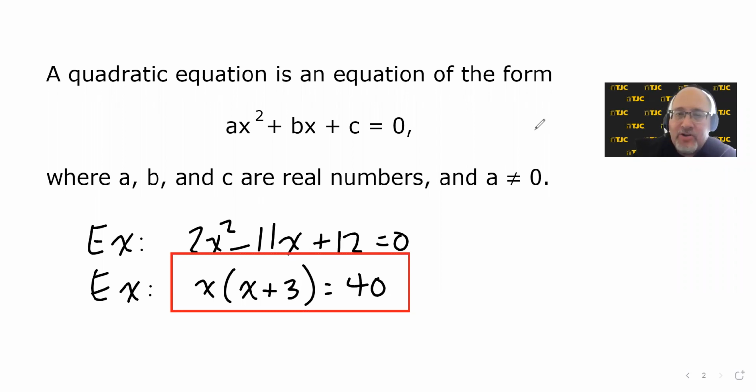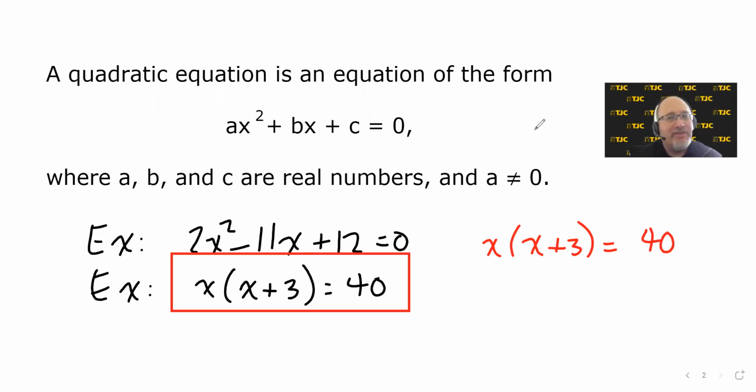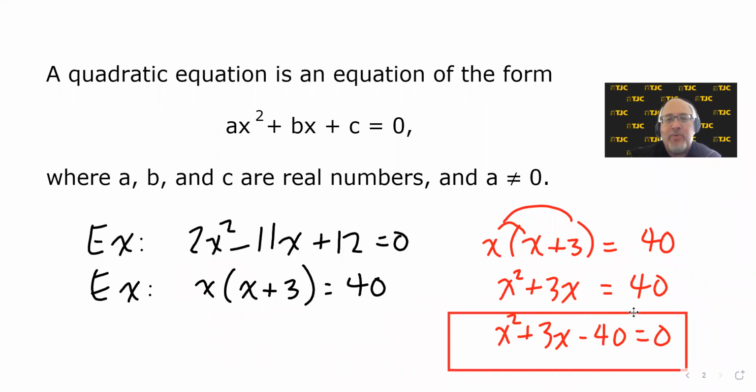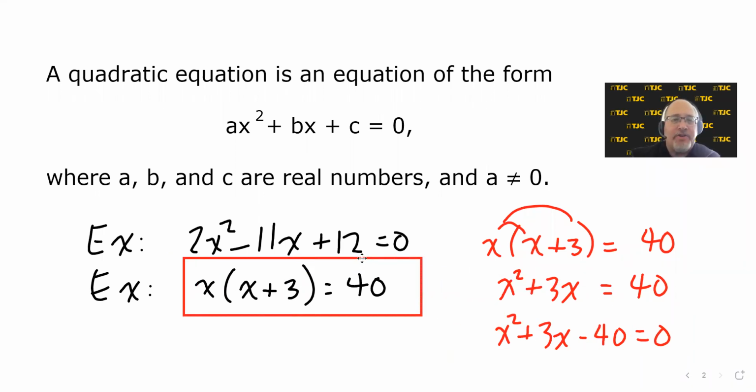This one could be turned into the correct form by fixing the reasons that it's not in the correct form. Namely, it's got parentheses on the left and a 40 on the right. We can get rid of the parentheses by distributing to get x squared plus 3x on the left, and we still have 40 on the right. But then we can subtract 40 from both sides to get x squared plus 3x minus 40 on the left and 0 on the right, meaning that at this point, it is in the correct form to be a quadratic equation, which means it was actually a quadratic equation from the beginning.